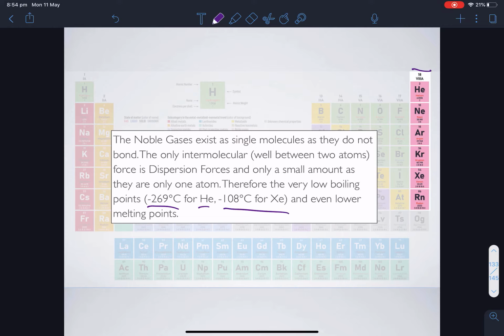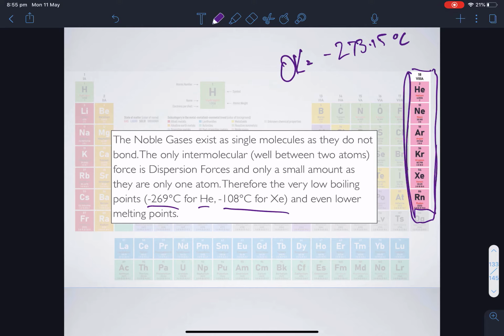So they're the boiling points when it's going from liquid to gas. So that explains why you've only got dispersion forces, and why also, because of the dispersion forces, remember that absolute zero Kelvin equals negative 273.15 degrees Celsius. If there wasn't any dispersion forces, these guys would all have a boiling and melting point at 0 degrees Kelvin.